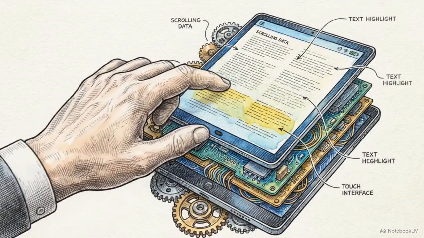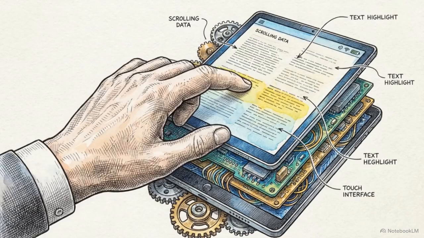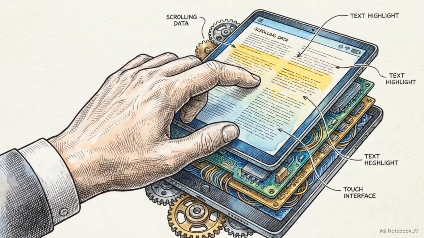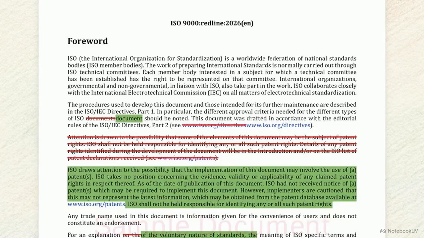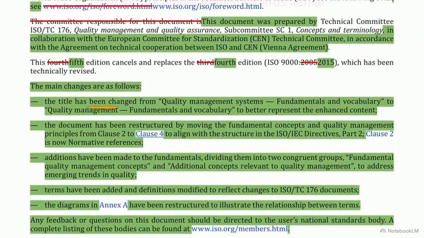The fifth edition of ISO 9000 has just been released. It's strictly a vocabulary standard, but serves as the blueprint for upcoming ISO 9001 requirements. To see the intent behind this update, we have to look at the official Redline version. Notice the title change. They have deleted the word systems.